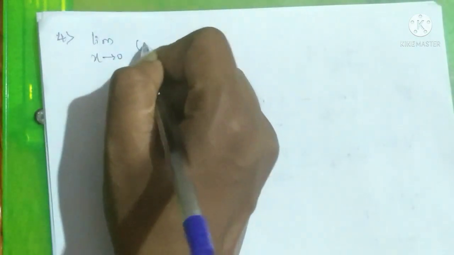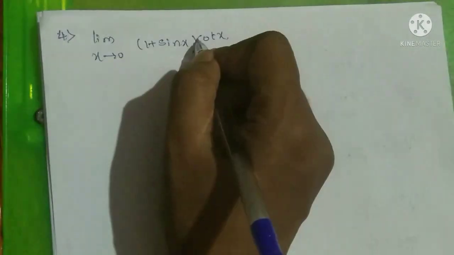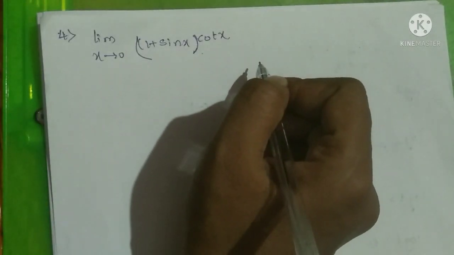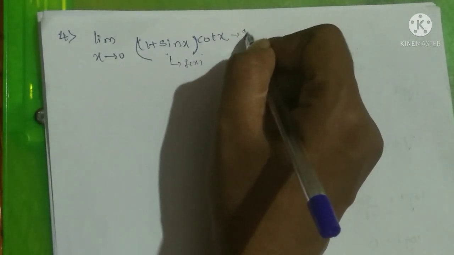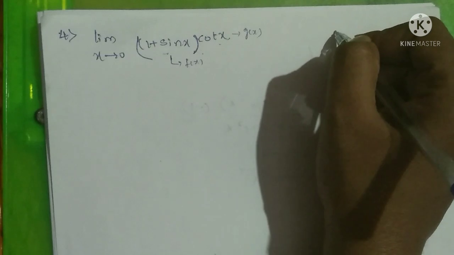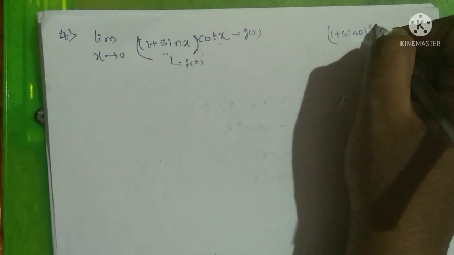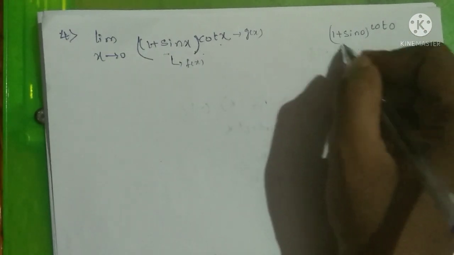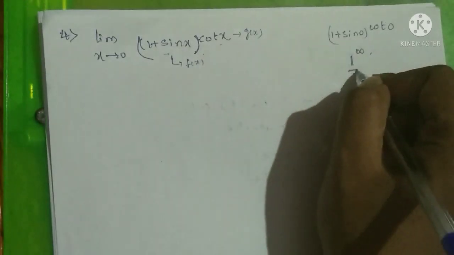Next, the problem is limit x tends to 0, 1 plus sin x whole to the power of cot x. So we have to confirm which type of indeterminate form it is. This is your f of x and this is your g of x. So 1 plus sin 0 whole to the power of cot 0. Sin 0 is 0, 1 plus 0 is 1, cot 0 is infinity. So it is in the form of 1 to the power of infinity.